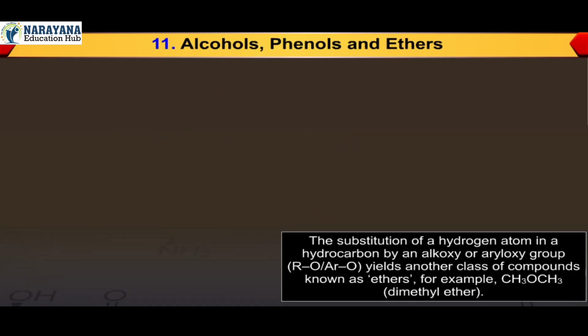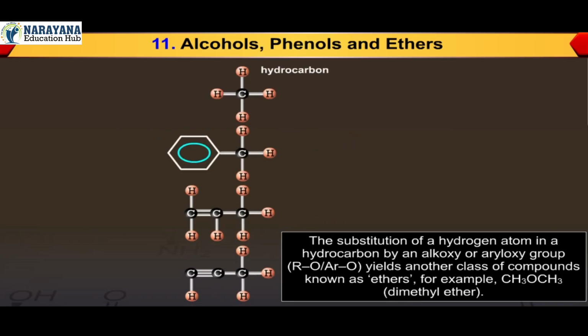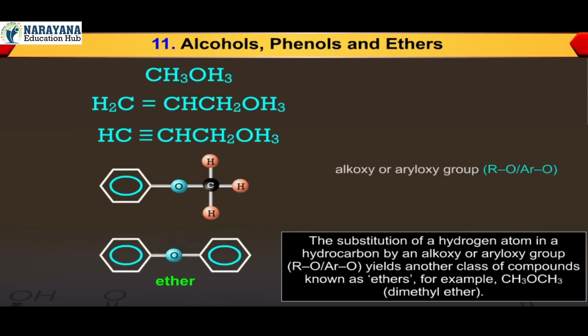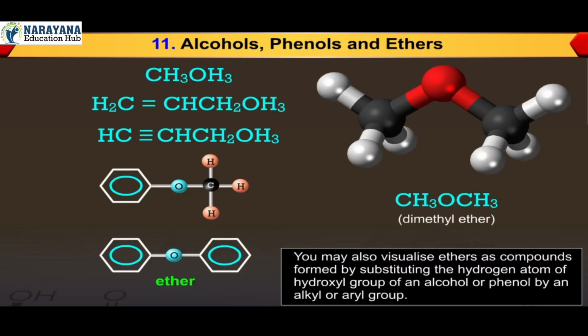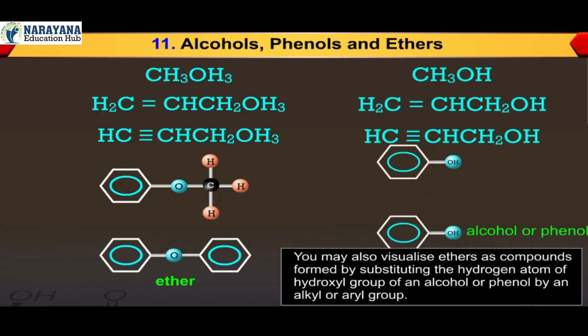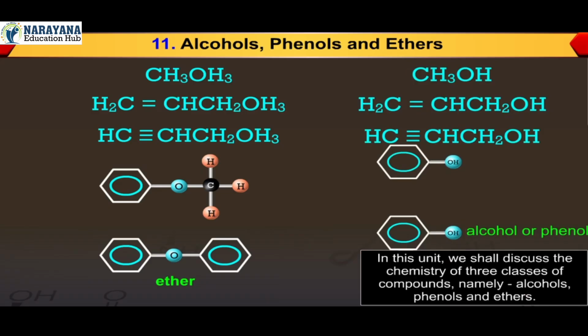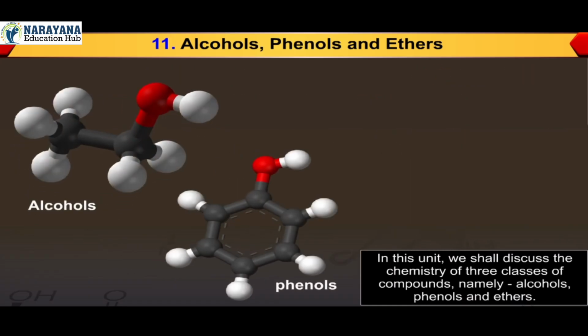The substitution of a hydrogen atom in a hydrocarbon by an alkoxy and aryloxy group, that is RO or ArO, yields another class of compounds known as ethers. For example, CH3OCH3, that is dimethyl ether. You may also visualize ethers as compounds formed by substituting the hydrogen atom of hydroxyl group of an alcohol or phenol by an alkyl or aryl group. In this unit, we shall discuss the chemistry of three classes of compounds, namely alcohols, phenols, and ethers.